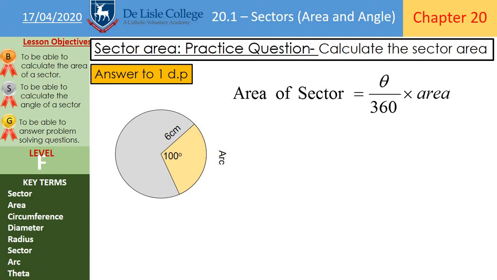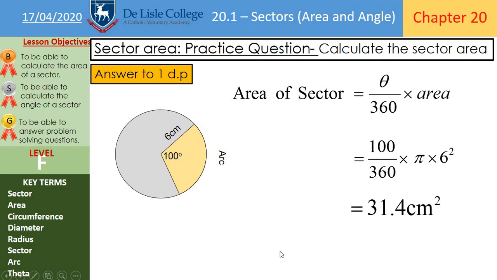Right, good, well done. If we've substituted the values in first, always show that element of working out, even in a calculator question. We should have 100 over 360 because there is 100. And then our area is times pi times 6 squared because that's our radius. And then you should have got 31.4 centimetres squared. Remember, it's to one decimal place because that's what the question asks us to give.